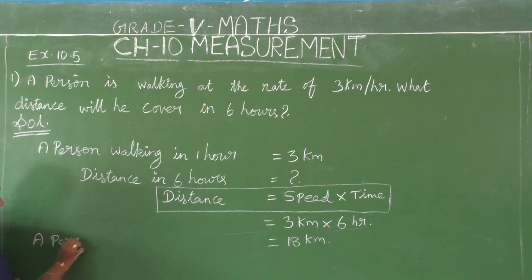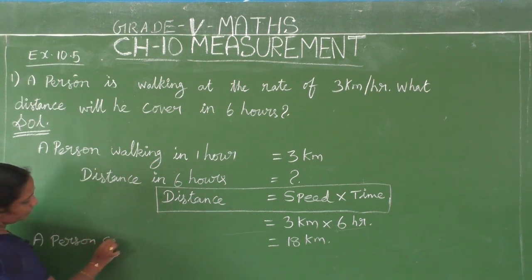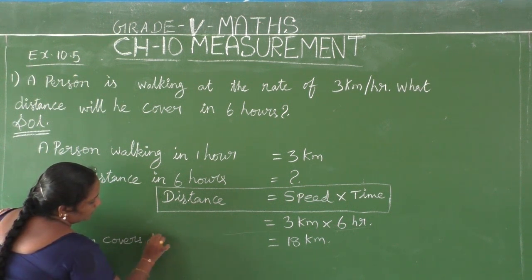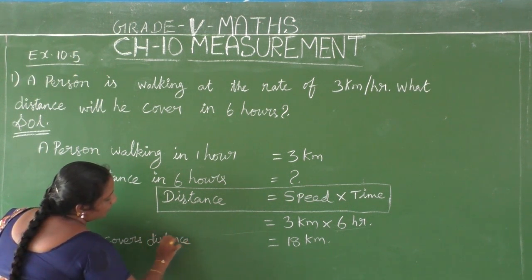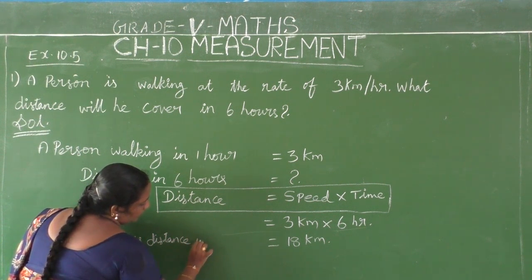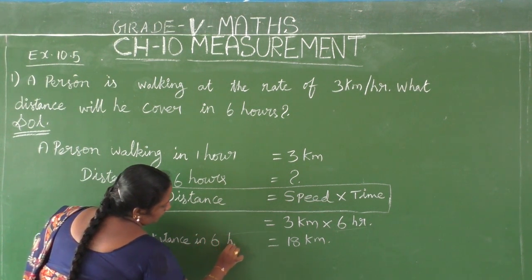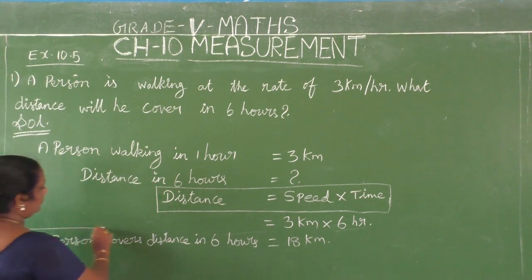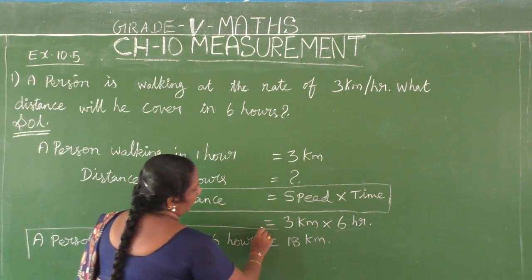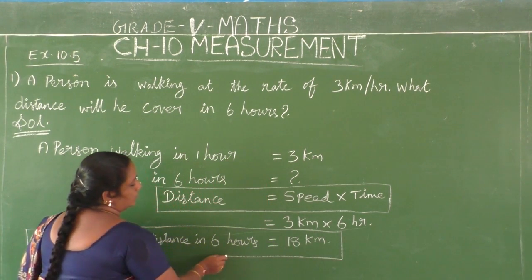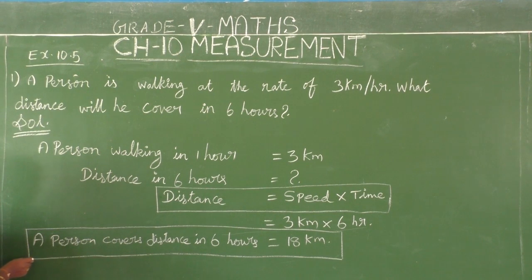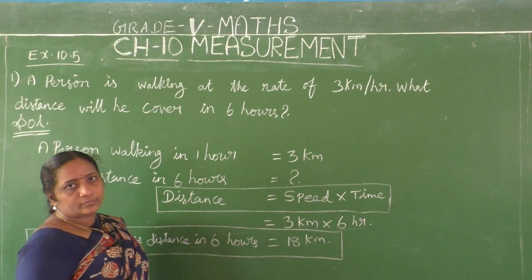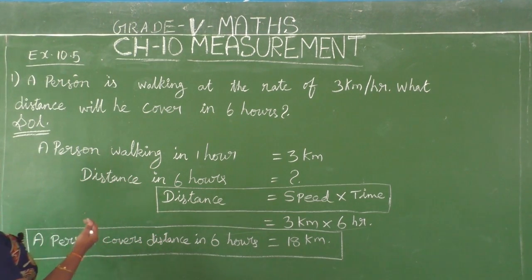A person covers distance in 6 hours. So what distance does he cover in 6 hours? 18 kilometer.